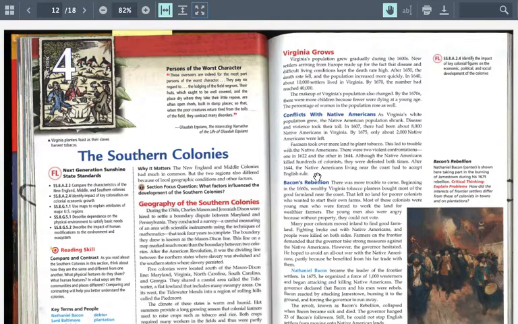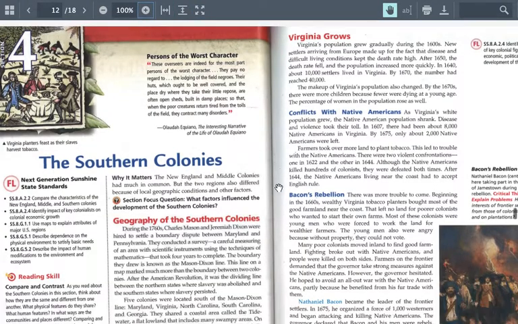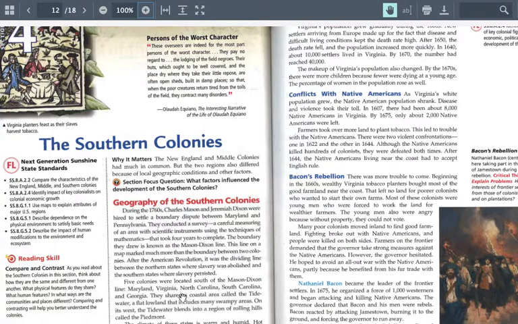First of all, this section is going to be about the southern colonies. I think the very first thing you can do is put down this as your heading, Geography of the Southern Colonies. And then what I want you to do is maybe just list those 5 colonies. Now, they are listed down here. We have Maryland, Virginia, North Carolina, South Carolina, and Georgia. So go ahead and list those down as your 5 southern colonies.